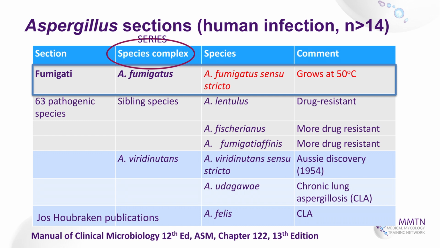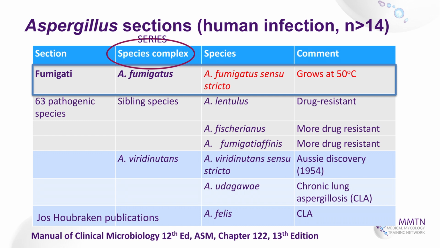There are, of course, other pathogenic species, a whole myriad of them within the species complex. We have the sibling species or cryptic species listed here, and they're important because they're more drug resistant than sensu stricto. Within the section Fumigati, we also have a viridinutans species complex, and with the species identified here, sensu stricto itself, udagawae, and felis, and they all can cause human infection as well as veterinary infection.